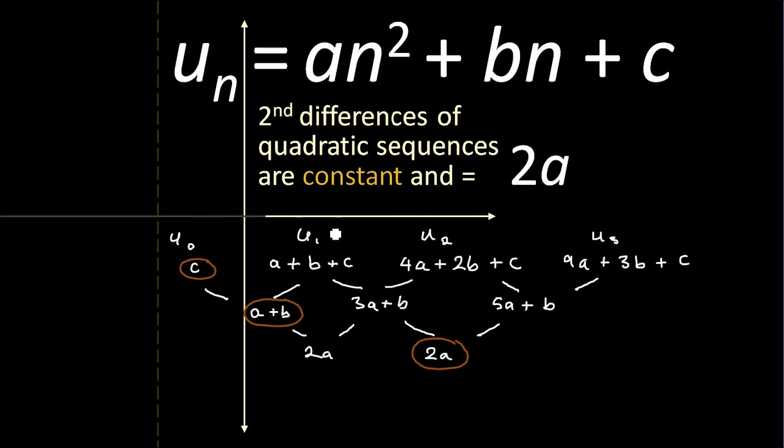So that's how it works. That's why the second differences of quadratic sequences are constant and equal to 2 times a. It's also what gives us this a plus b term, which helps us with our method, and here is our u-intercept, our c constant.